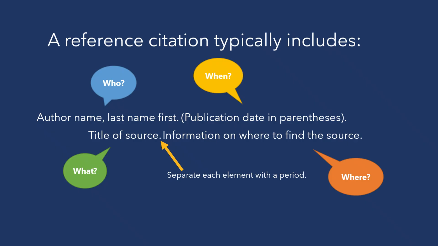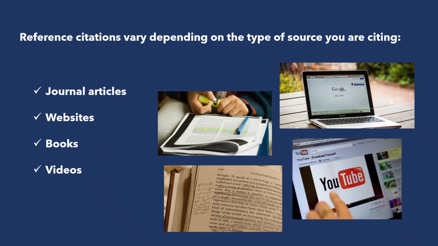Each reference citation includes the following components: who wrote the information, with the author's last name first; when the information was published, in parentheses; what the title of the work is; and where you can find the work. Separate each element of the citation with a period. The information included in a reference citation will vary based on the type of source it is, but will always include who, when, what, and where. So reference citations for books will be a little different than reference citations for videos.